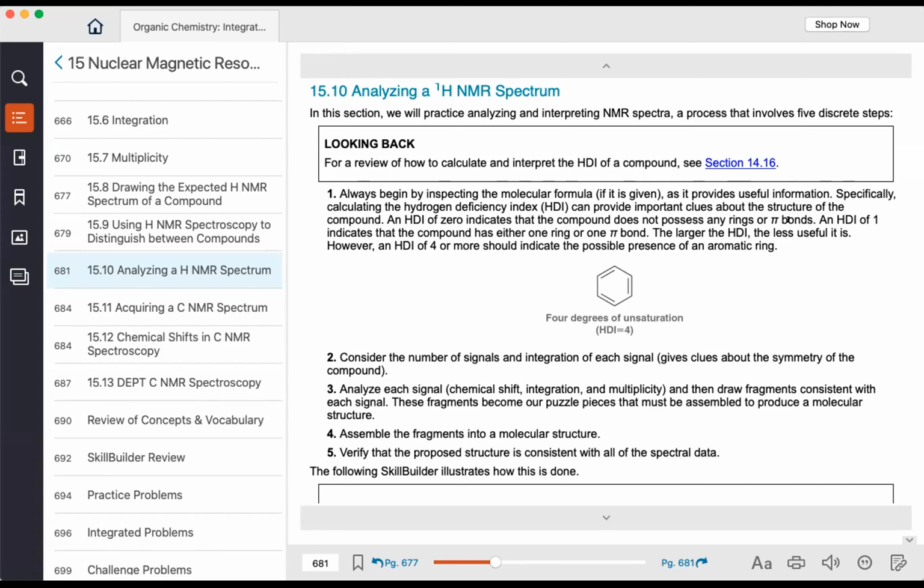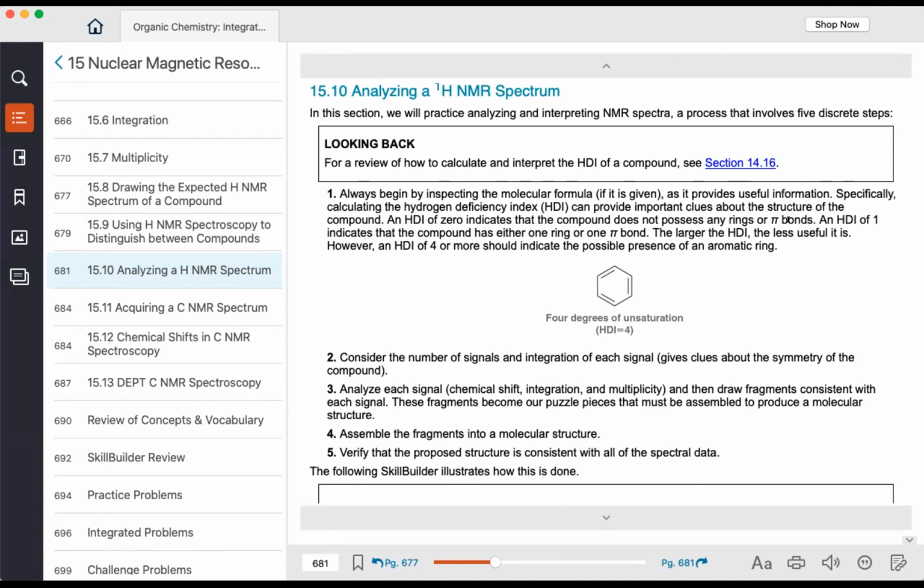By first starting with the calculation of the hydrogen deficiency index, so you can know how many rings and/or double bonds you have. For instance, as we see here in this little example, a benzene ring has an HDI of 4 because it is one ring plus 3 double bonds to give you an HDI of 4 overall. Next, once you find the HDI and you have the molecular formula, consider the number of signals and integrations given for each signal, because these give you clues about the symmetry of the compound and the number of protons that are present for each type of signal.